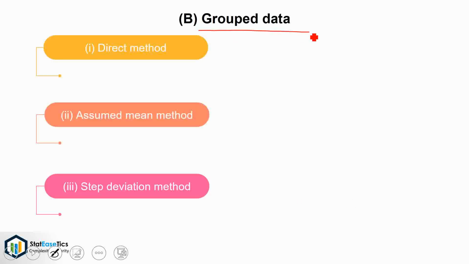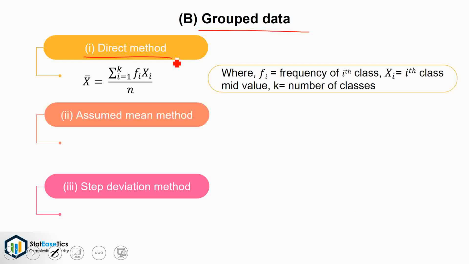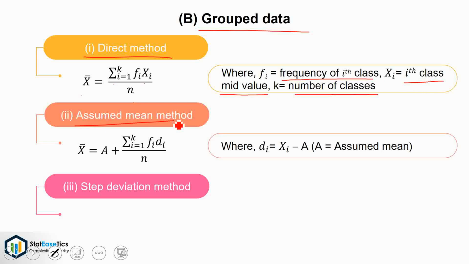For grouped data, direct method: arithmetic mean is equal to summation i equal to 1 up to k fi xi divided by n, where fi is the frequency of ith class, xi is ith class mid value and k is number of classes. Assumed mean method: X bar is equal to a plus summation i equal to 1 up to k fi di upon n, where di is equal to xi minus a and a is equal to assumed mean.